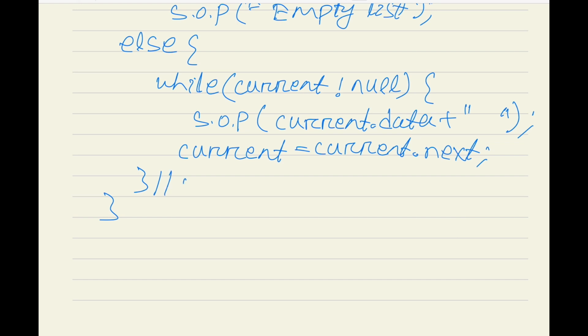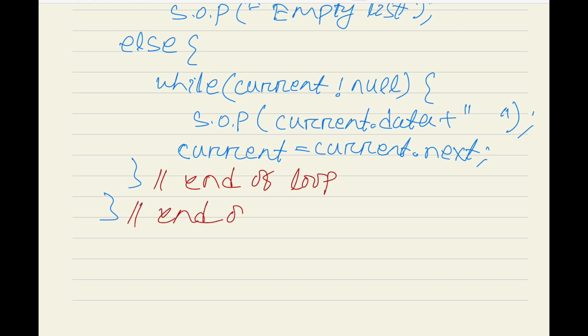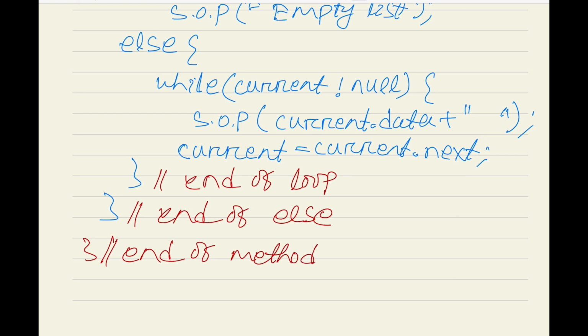So this is end of loop. So let it be a different color. Okay, so this is end of loop, this is end of else, and after that end of method. So here we can take a different color, blue one.